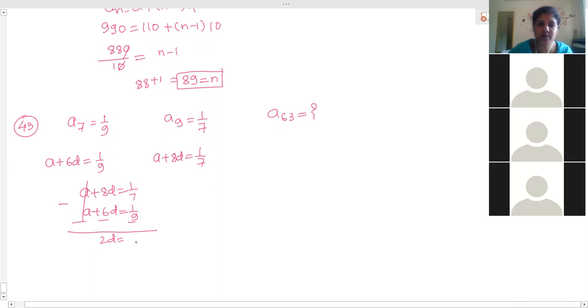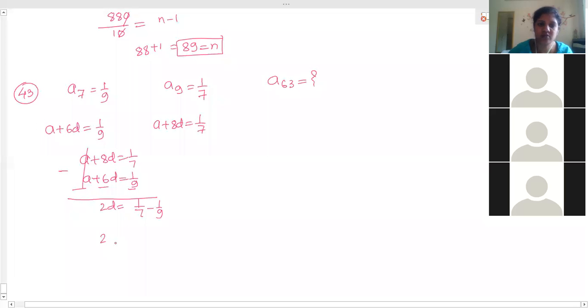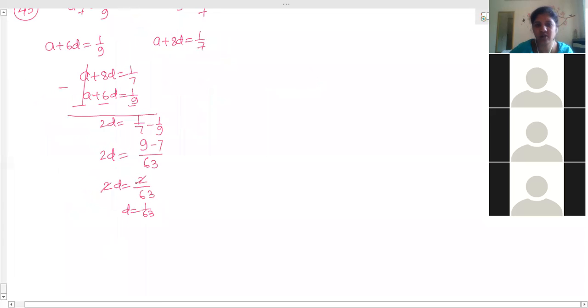2D is equal to 1 by 7 minus 1 by 9. So it will be 2D is equal to (9 minus 7) by 63. 9 minus 7 is 2. 2D is equal to 2 by 63. So this 2 and this 2 get cancelled. D is equal to 1 by 63. Now substitute this value of D in any one of the equations to get the value of A.